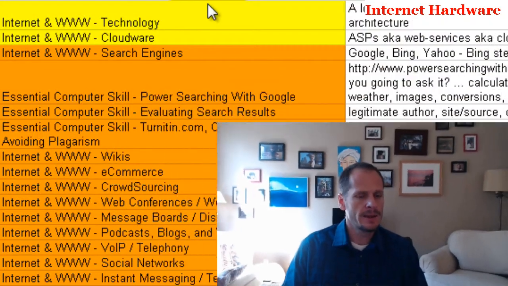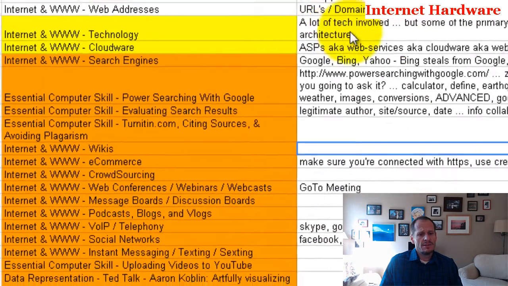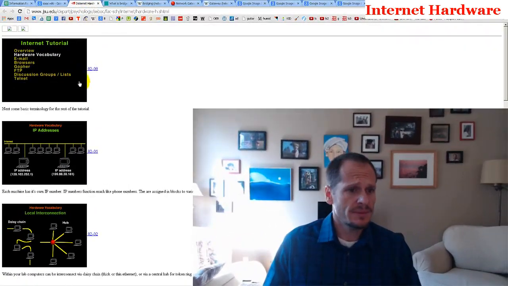You're going to learn about the technology, the hardware that makes up the internet, and you're also going to learn about cloudware. We're going to review that term, make sure you know what that is. So there's a lot of technology involved in making up the internet, but some of the primary stuff, let's take a look at it.